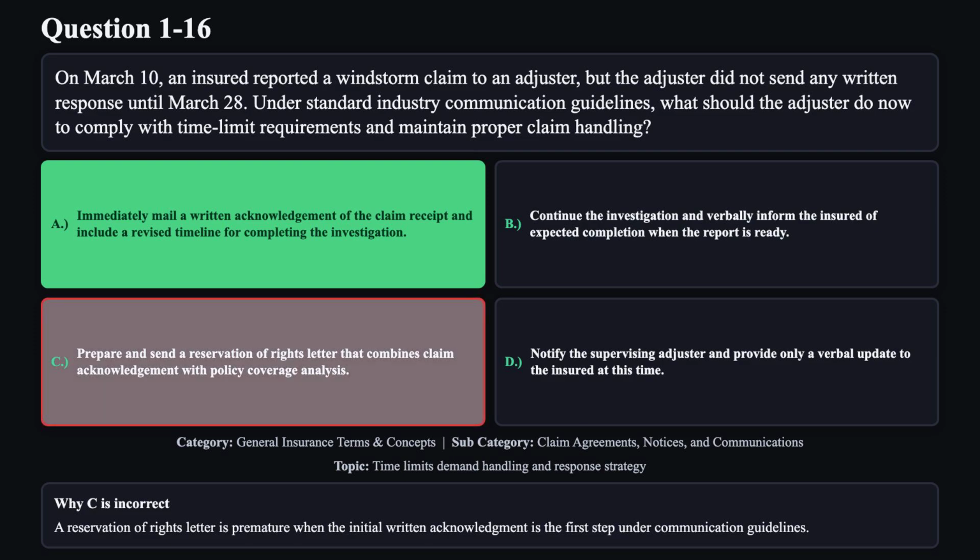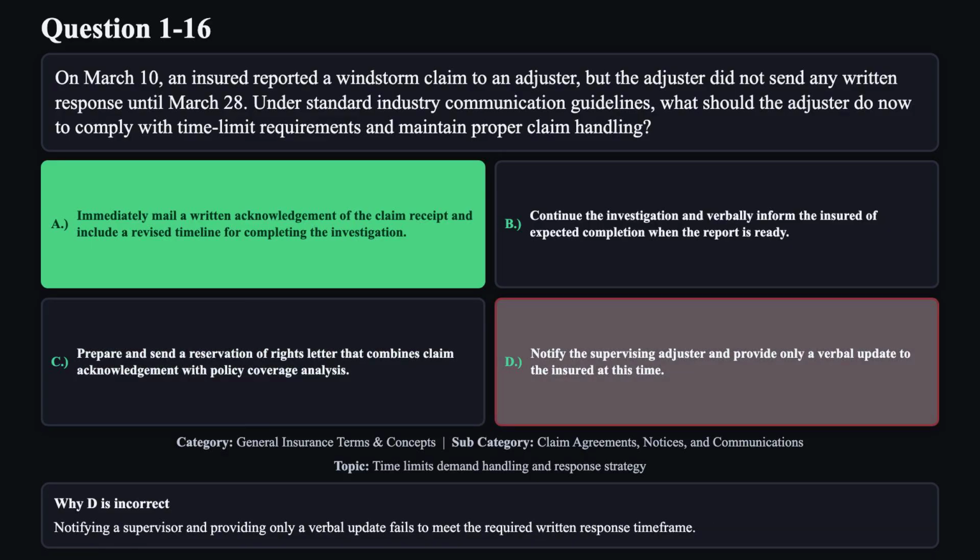Reason C is not correct. A reservation of rights letter is premature when the initial written acknowledgement is the first step under communication guidelines. Reason D is not correct. Notifying a supervisor and providing only a verbal update fails to meet the required written response timeframe.